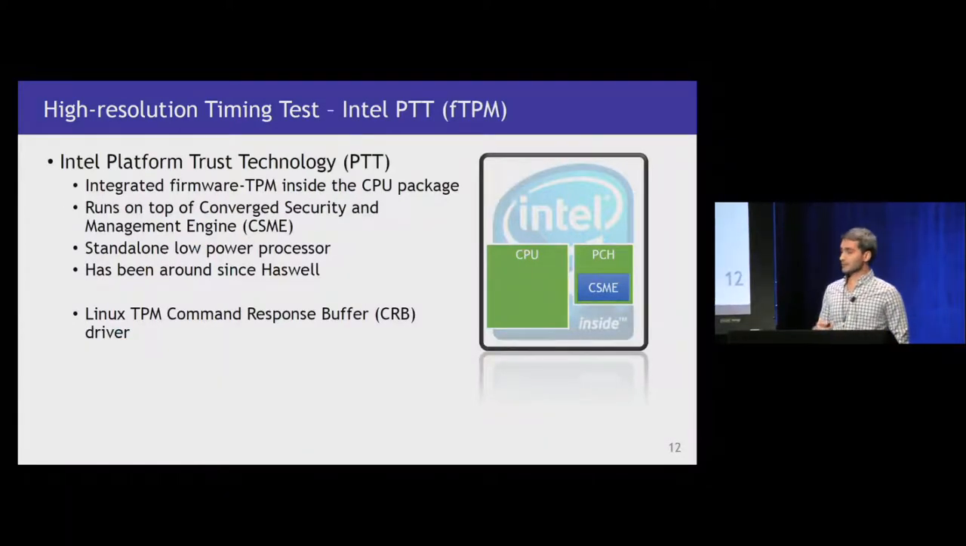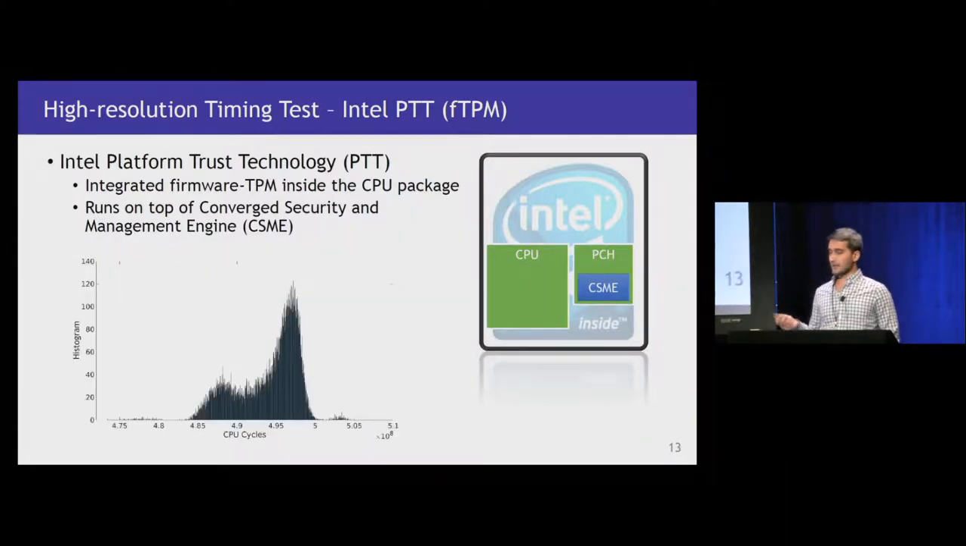We started this work last January. We looked at the most common TPM product on our computers, Intel Platform Trust Technology, or Intel PTT, which is essentially a firmware TPM integrated into your CPU. It has its own processor inside the CPU package and runs as part of the management engine, which hasn't been a very trustworthy security system in the past. But we rely on the management engine to run the firmware TPM. What is important is that even if the host CPU is compromised, it doesn't have direct access to the management engine. This has been supported on almost all new operating systems, Windows and Linux.